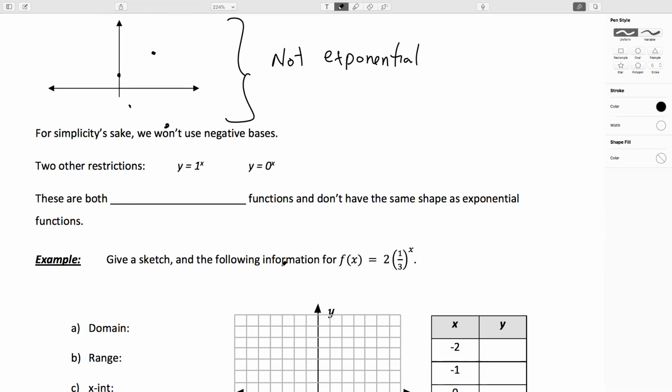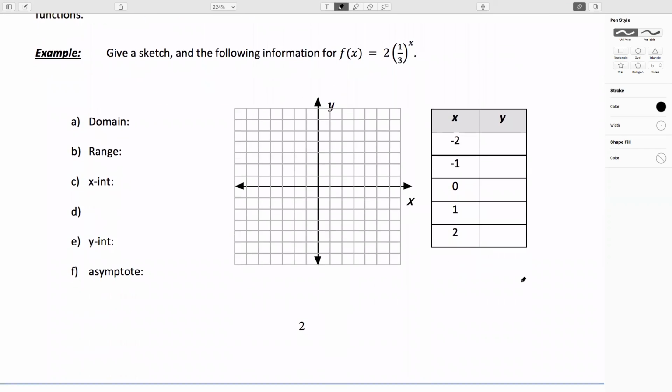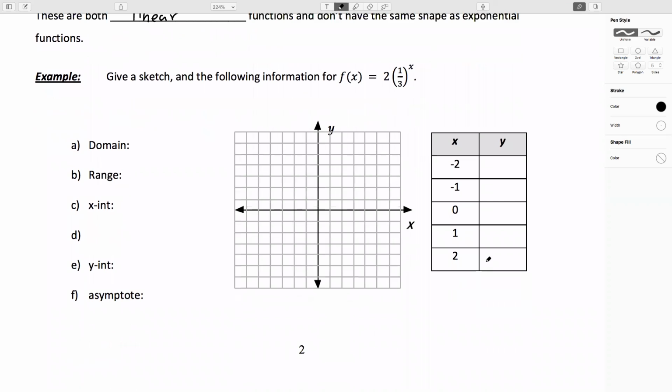First of all, we're not going to let y be 1 to the x, because that's literally just 1 everywhere. So y can't equal that. And we're also not going to allow 0 to the x, because that's 0. These are both linear functions and don't have the same shape as an exponential. Let's try one more of these.